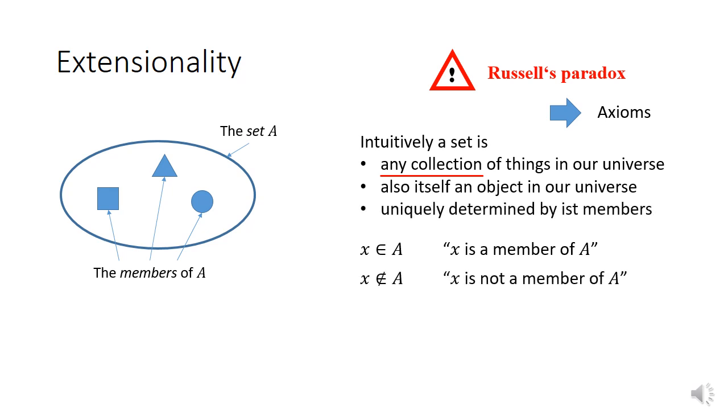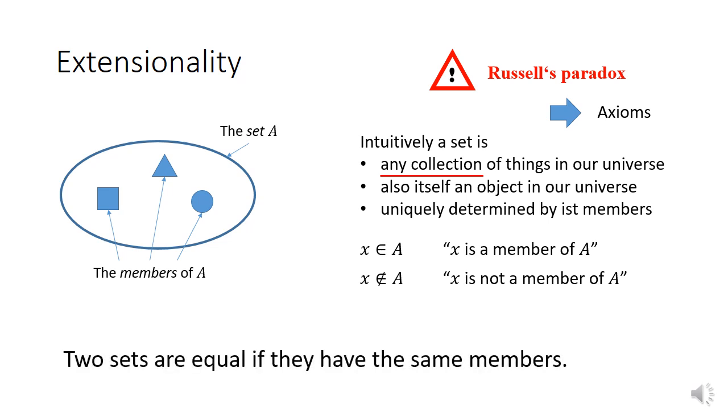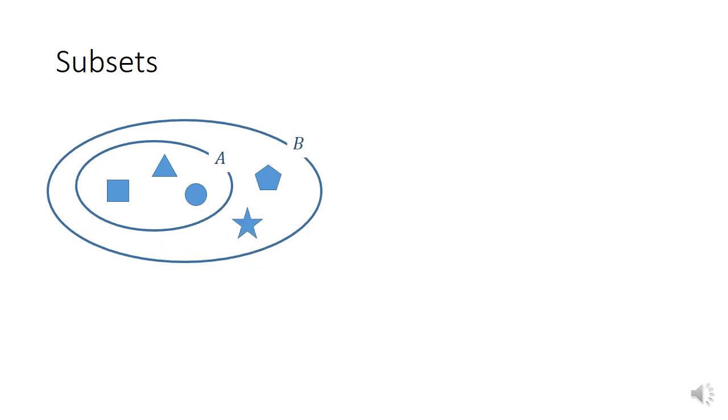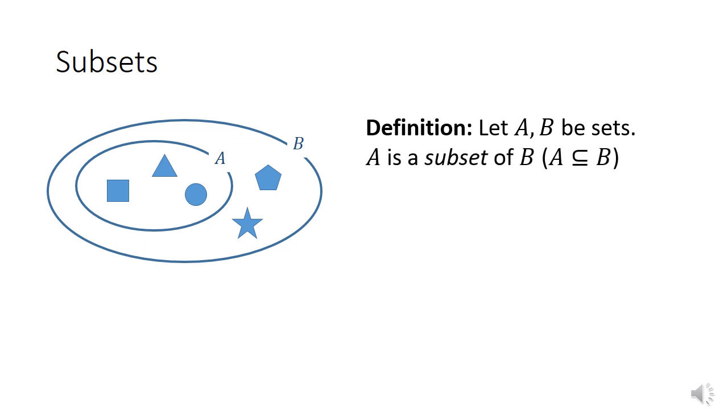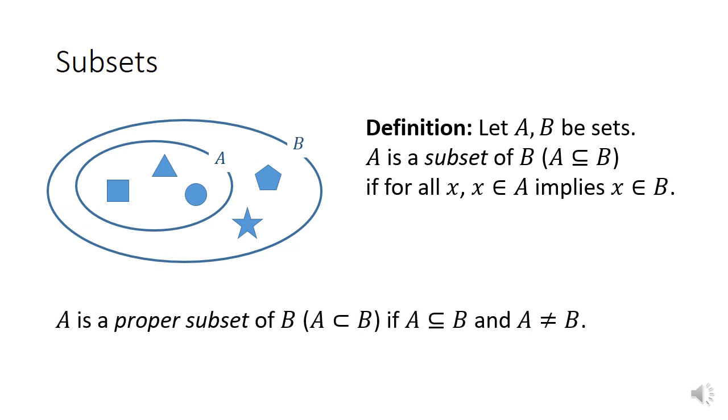A set is uniquely determined by its members. This means that two sets are equal if they have the same members. This is actually an axiom, the axiom of extensionality. For two sets A and B, we define A is a subset of B if every member of A is also a member of B. That is, if for all x, x ∈ A implies x ∈ B. We say A is a proper subset of B if A is a subset of B but not equal to B.